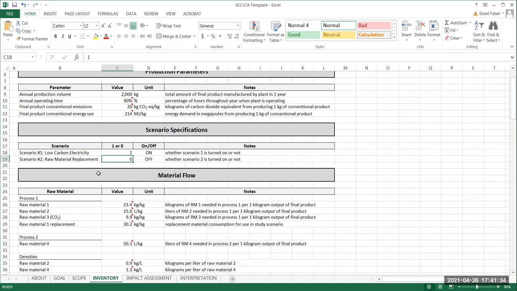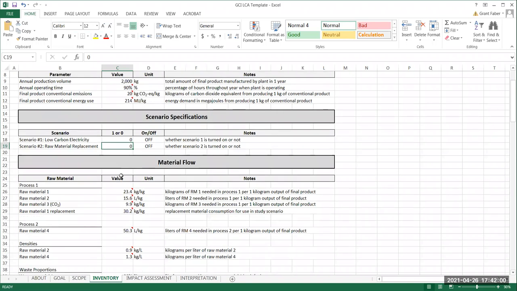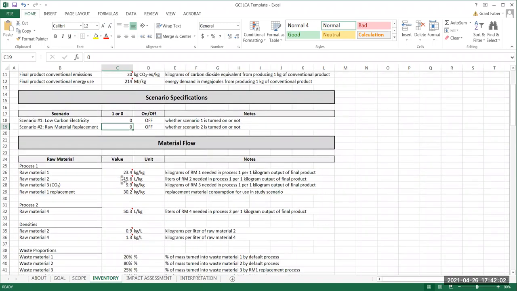The same is true with raw material replacement. And if you were to turn both on at the same time, this would represent a non-listed scenario, but one essentially where you're using low carbon electricity as well as replacing one of the raw materials. And so it's important to pay attention to how these are set, because it obviously impacts what the model is ultimately representing. And just as a note, if they're both 0, then the model is representing the default scenario or the base case of the study.